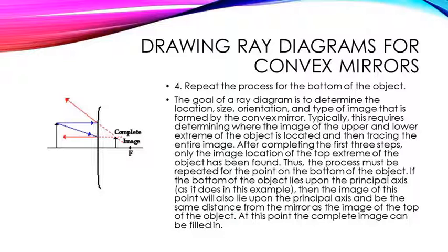Okay, so we have our complete image here. It's smaller than the original. It's on the imaginary side. It's between the focal point and the mirror, and it's the same direction.